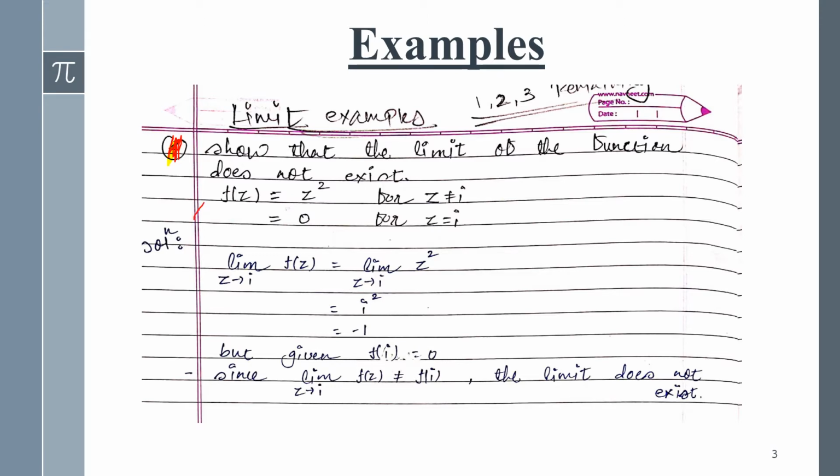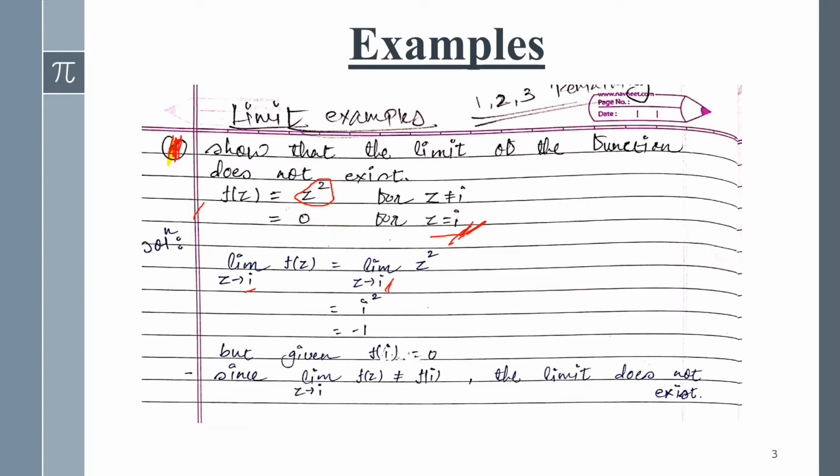Now what you have to do is apply the limit, always this one: limit as z tends to i of f of z. Whatever the function is, you have to write it and apply the limit to it. So the limit as z tends to i of f of z equals the limit as z tends to i of the value of f of z, which is the function given in the equation, here z square. In place of z you have to apply its limit.